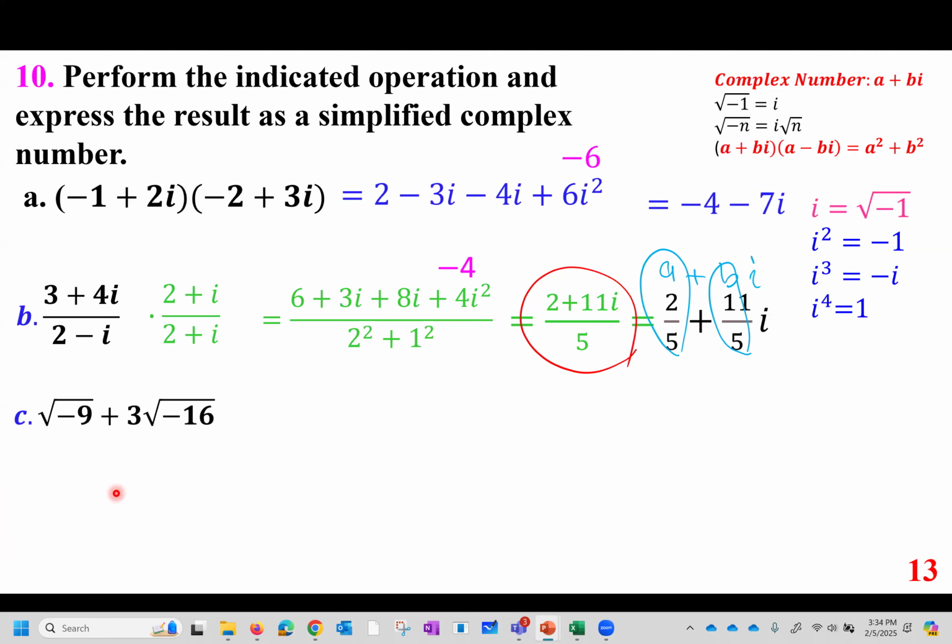Square root of negative 9 plus 3 times square root of negative 16. 9 comes out as 3. The negative sign, we write it under the radical. In other words, square root of negative 1 as i. So this must be 3i, and this must be 4i. I'm following this format. And so this is 12i. They add up to 15i.